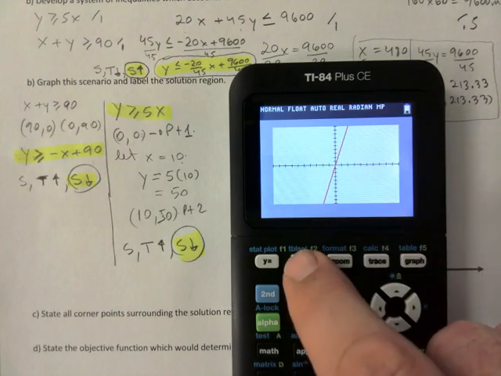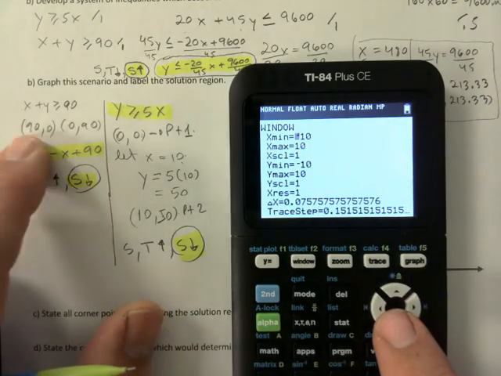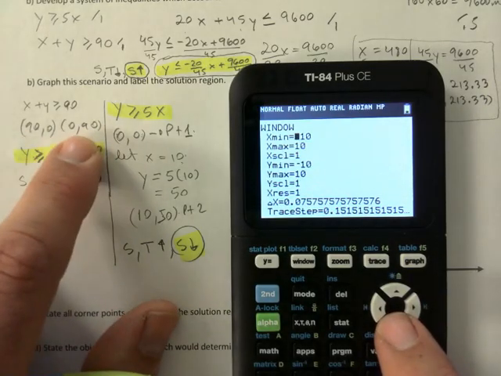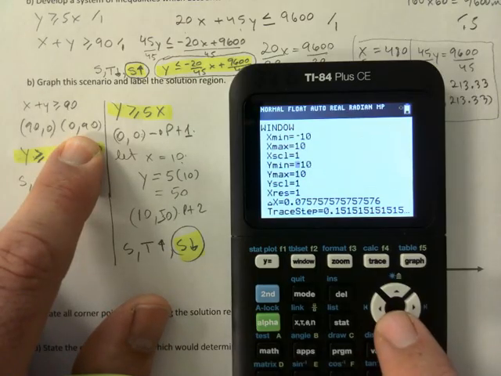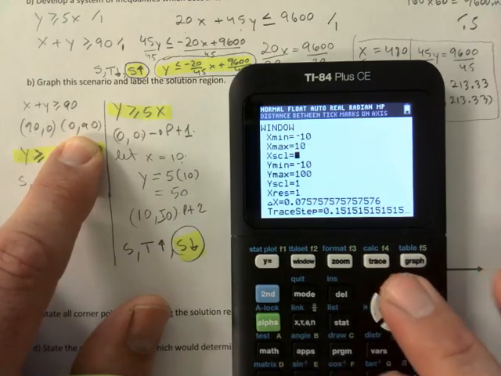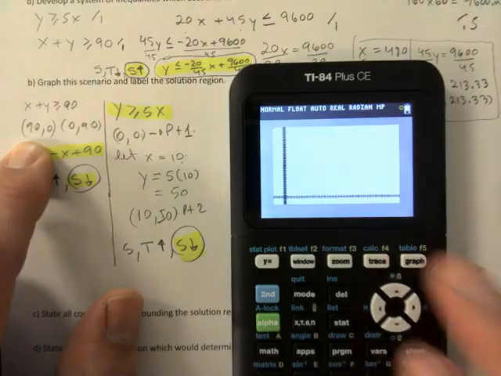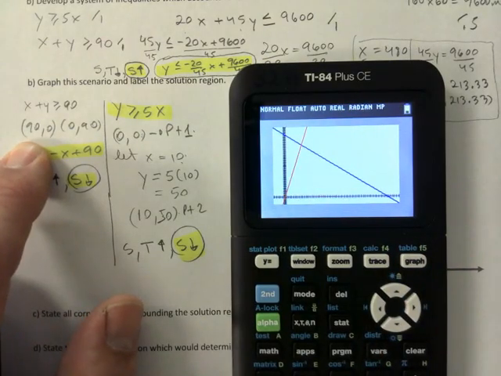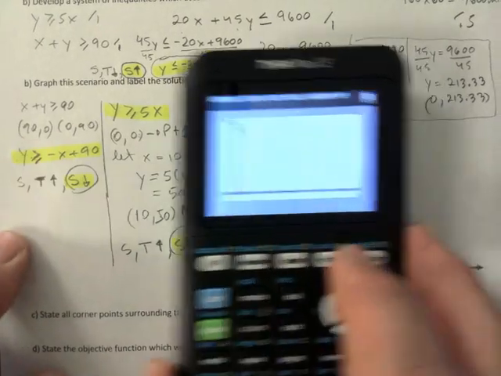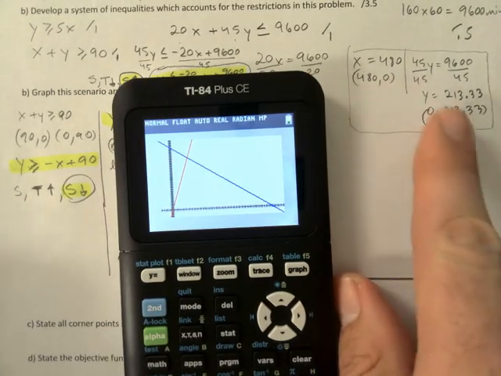We got to go to our window and change things. I have a y-intercept of 90 here. So I'm going to change my y max to 100, and I'm also going to change my x max to 100 because I have 90, 0, right? Change them both to 100. Let's see what happens here. I only have 2 lines. Which one is missing? Oh, here. I wasn't looking at this one. Look at this. 480 and 213.